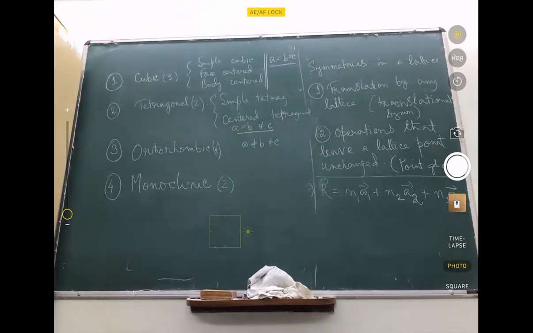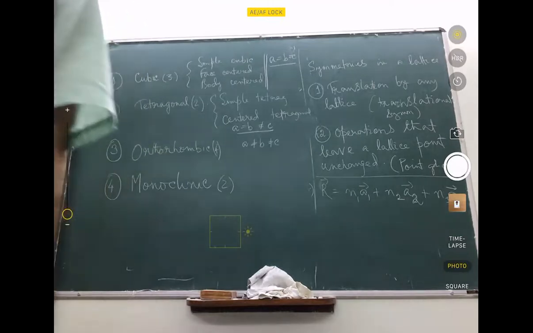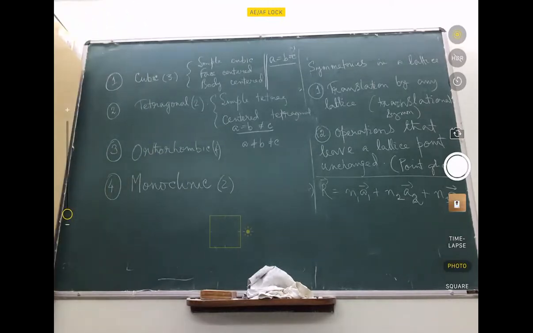Sir, is there any way to find out how many types of cubic or tetragonal or these things are there? Like you said cubic, there are 3 types, tetragonal 2 types. So how do we know that there aren't any others? We don't see any others. So when I say there are 3 types of cubic lattices, what I mean is, this statement is about our experience of nature, not a mathematical statement.